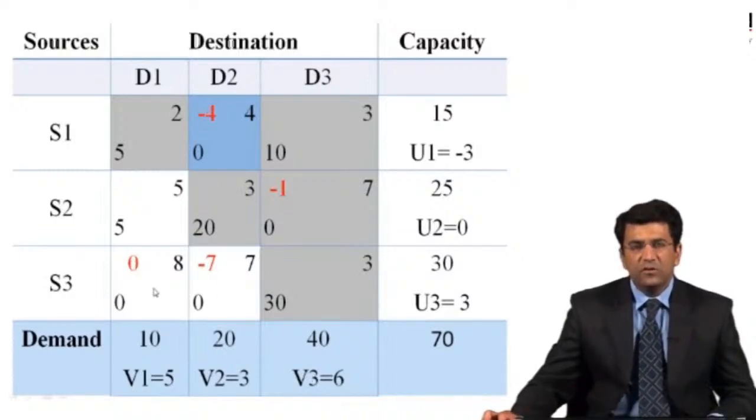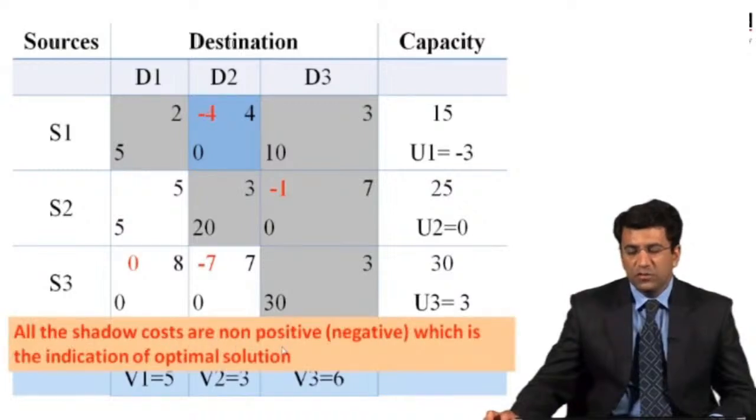So again class, the shadow cost for this particular cell S3 D1 is 0, that is U3 plus V1, that is 3 plus 5 minus per unit cost, that is 8. So 8 minus 8 will be equal to 0. All the shadow costs are non-positive or negative, which is the indication of optimal solution. You can see that all the shadow costs are either negative or 0. So this is the table which can give us the optimal solution.